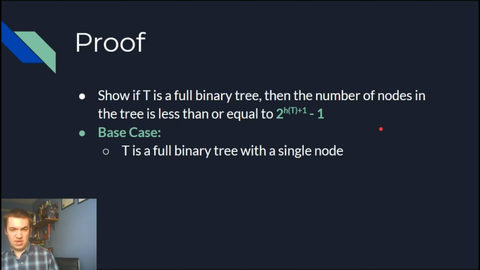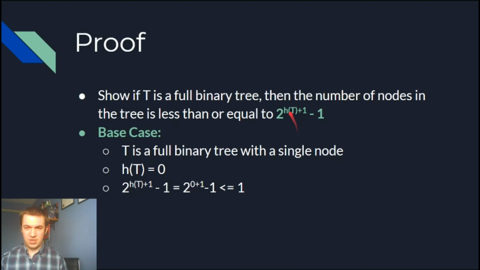In our base case, T is a full binary tree and it's just got 1 node, that root node R. So the height of that tree is 0. We defined that from before. And so if we plug that into our formula, we have 2 to the power of 0 plus 1, minus 1. Well, that means it's 2 to the 1, so that's 2, minus 1, which is 1, and that is less than or equal to 1. Sweet, we've got it done. So that was the simple part.